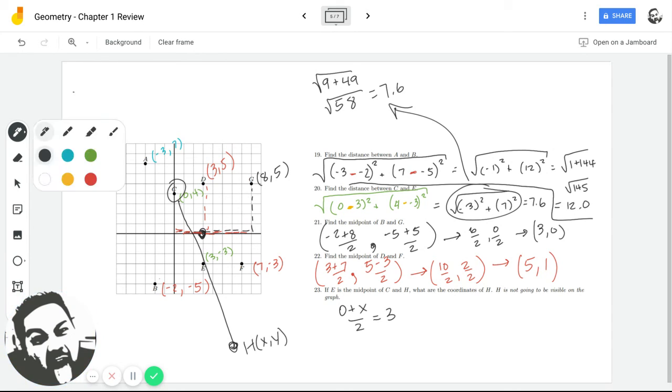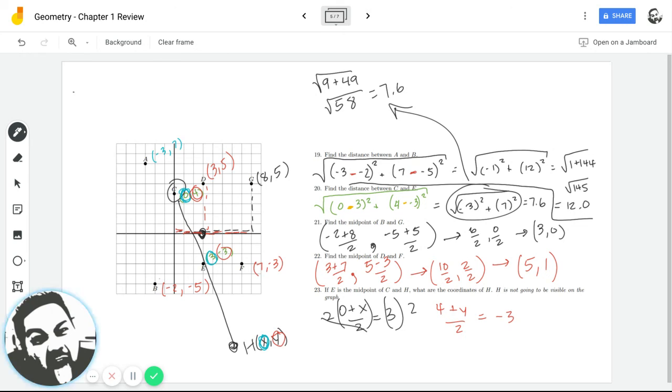One more time, just for clarification. We take the 0 and the x, add them together, divide by 2, and I should get the 3 as the answer. We do the same exact thing with the 4, the y, and the negative 3. So 4 plus y divided by 2 is equal to negative 3. Now for the quick math step: multiply both sides by 2 to get rid of the fraction, because we hate fractions. They just mess with us. 0 plus x, that's a goofy thing there.